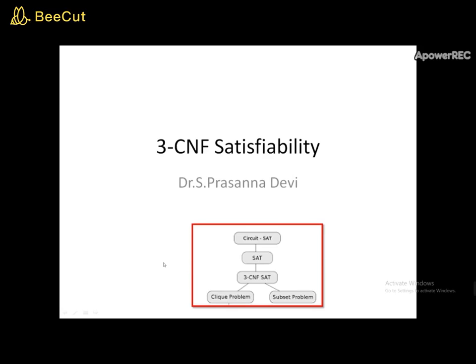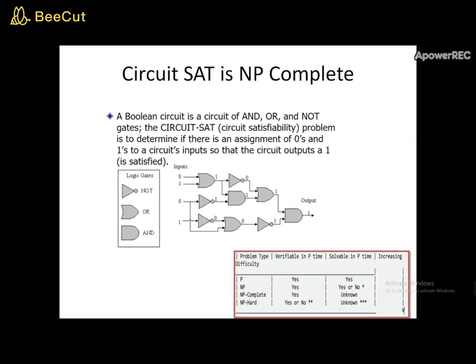So moving on, first, what is circuit satisfiability? Given any circuit which is made up of three basic gates, that is NOT gate, OR gate and AND gate, we are going to check that the output is always 1. When I get an output of 1, then it means that it is satisfied. So circuit SAT is nothing but circuit satisfiability. It is a problem to determine if there is an assignment of zeros and ones to the circuit, where the circuits are made up of only the basic gates AND, OR and NOT, and the output should be 1. So this is what is called a circuit satisfiability problem.